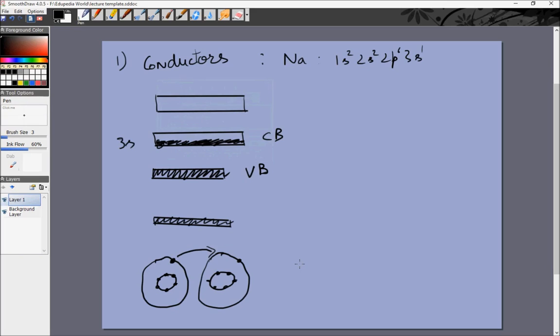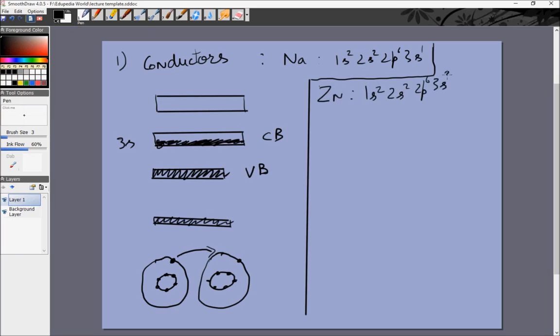Now this is not the only way you can have conductors. This is a way you can have conductors of the type of sodium, which have partially filled shells, but there is also another way you can have conduction, and that is in atoms like zinc, which have a configuration of 1s2, 2s2, 2p6, 3s2, 3p6, 3d10 and 4s2. So we see that in this case the 4s2 shell, or the outermost shell, is completely filled, right?